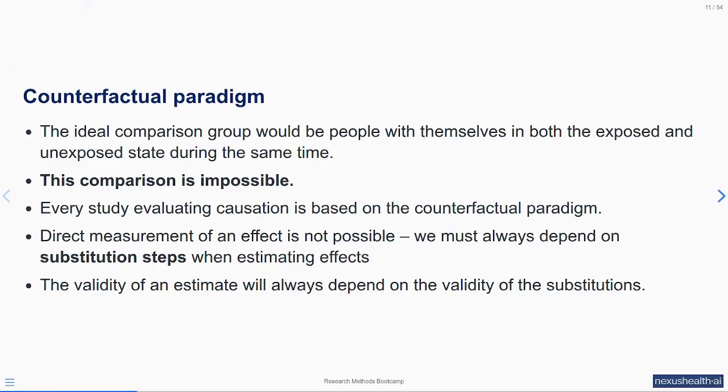So direct measurement of an effect is not possible, so we must always depend on what we call substitution steps when estimating effects. And so in a randomized clinical trial, what we have done is to take groups of people that are as similar as possible. So by randomizing them to treatment groups, we basically cancel out differences and have groups that are as similar as possible on the average, and then we follow them through time with one group exposed and the other group not exposed. The validity of an estimate will always depend on the validity of the substitutions.